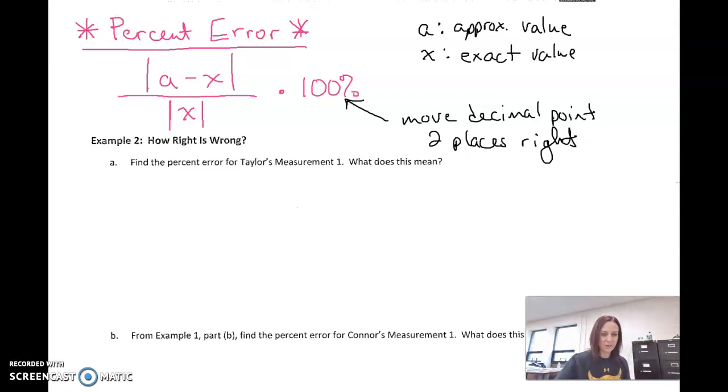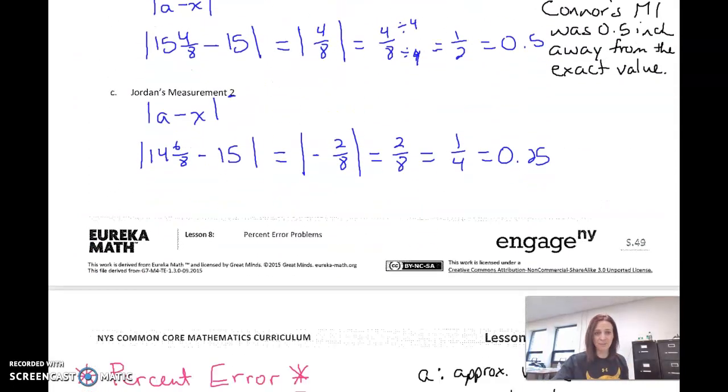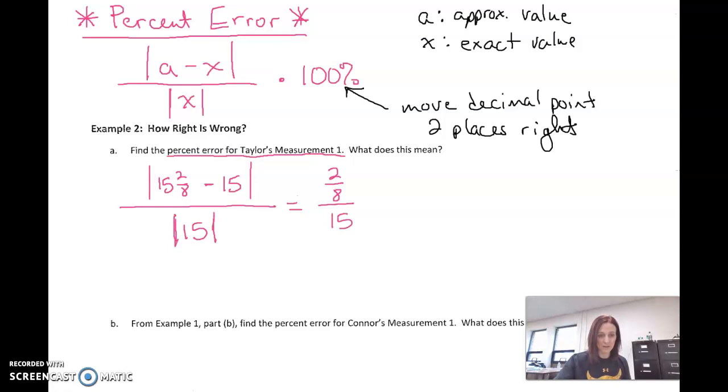We want to find the percent error, not absolute error, percent error, for Taylor's measurement 1. So remember, that's what we did here. So let's copy that down. So we're going to take the absolute value of her approximation, 15 2/8, subtract the exact, remember the measurement is 15, but then we're going to divide it by the absolute value of the exact, this one here. I'm not going to write the times 100, I'm going to show you what I'm going to do. Remember, when we subtracted this and took the absolute value, we basically get 2/8 divided by 15.